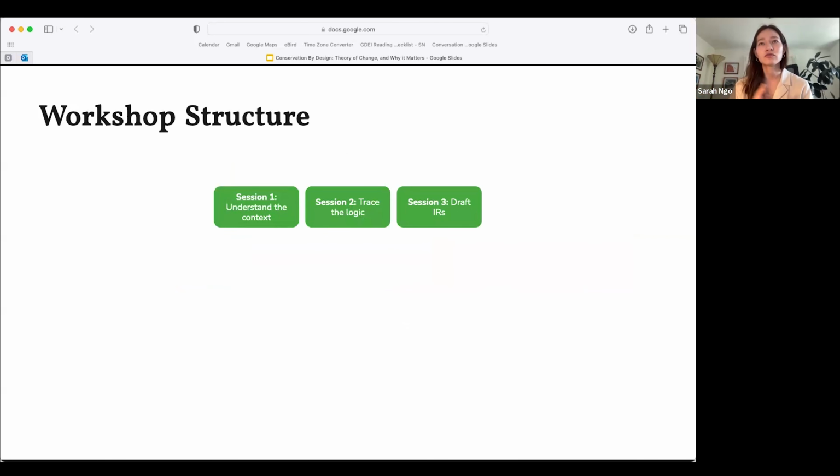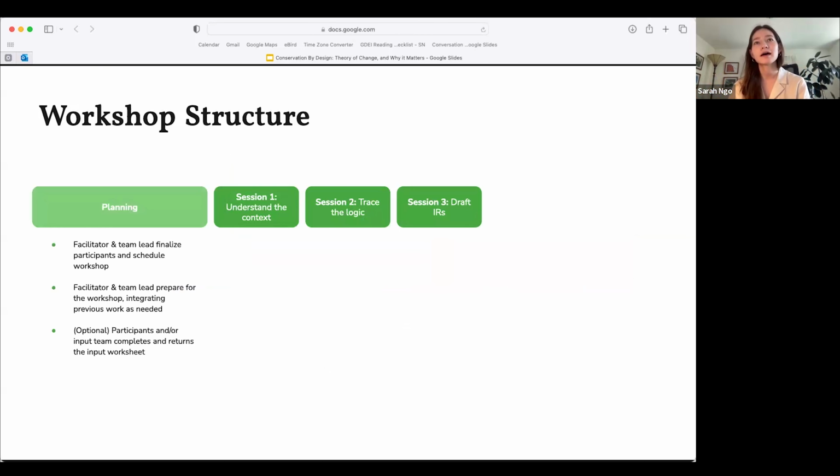And so those 3 sessions are the core of the module, and those are the facilitated sessions with the whole participant group. But ahead of those workshop sessions, there's a planning phase. We recommend that it includes plenty of time for the facilitator and team lead to finalize the participants list and schedule the workshop.